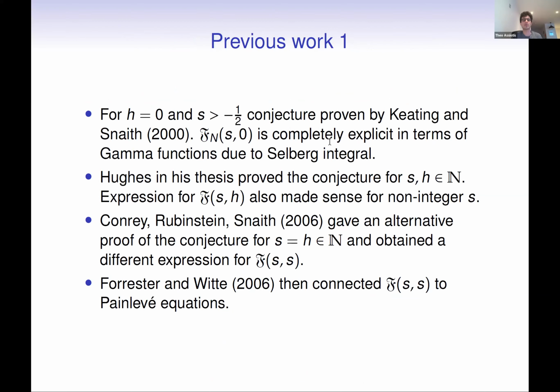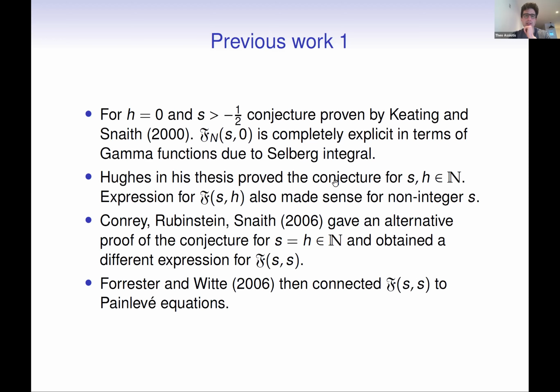So for h equals 0 and s bigger than minus 1/2, this was proven by Keating and Snaith. So this F_{s,0} is really completely explicit. It's just the Selberg integral after some change of variables. You get the standard Selberg integral, and that's known to be given in terms of gamma functions, or in terms of Barnes G functions, and the asymptotics are very well known. So everything is super explicit for h equals 0, and I will give you the answer later.